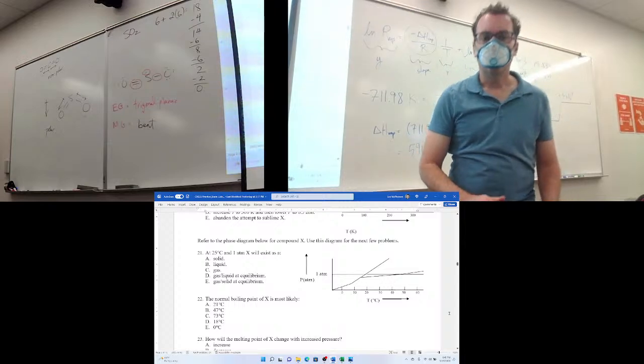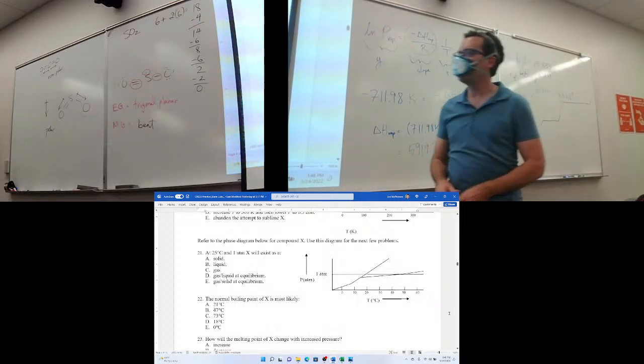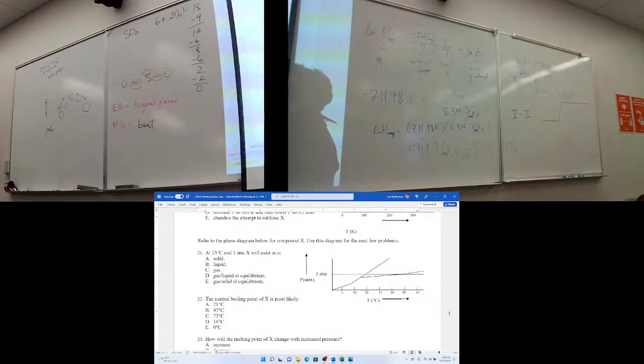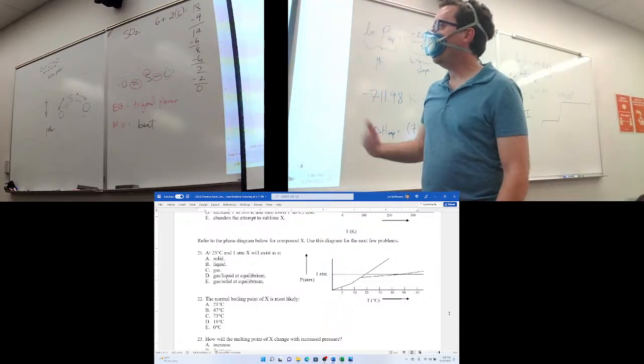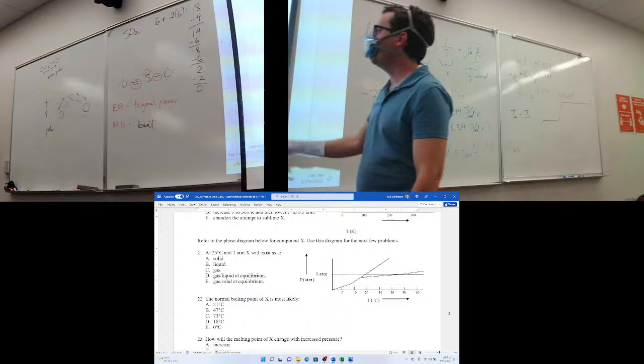Okay. At 25C and 1 atmosphere, X will exist at, so there's 25, there's 1 atmosphere. It's going to be a liquid. It's right in here. It's a liquid. The normal boiling point of X is most likely.